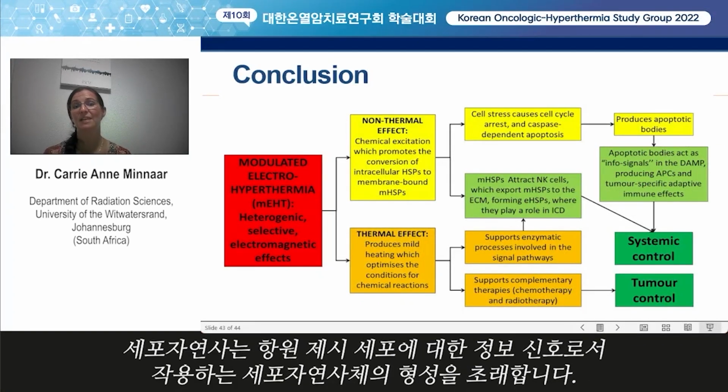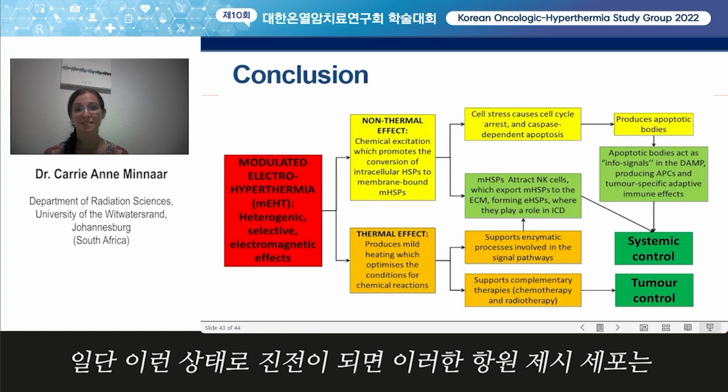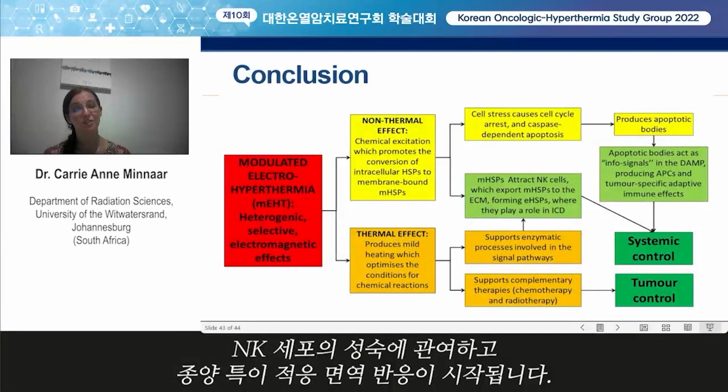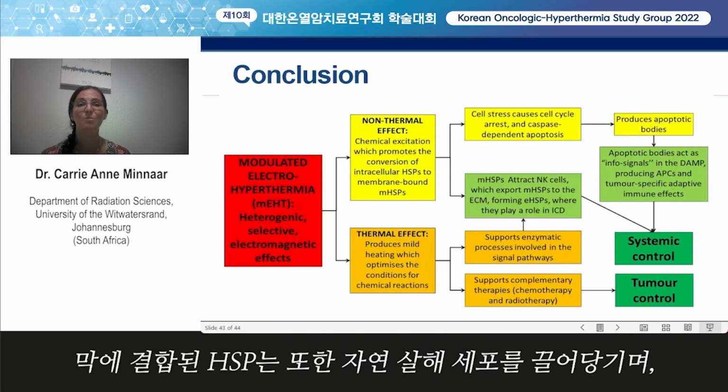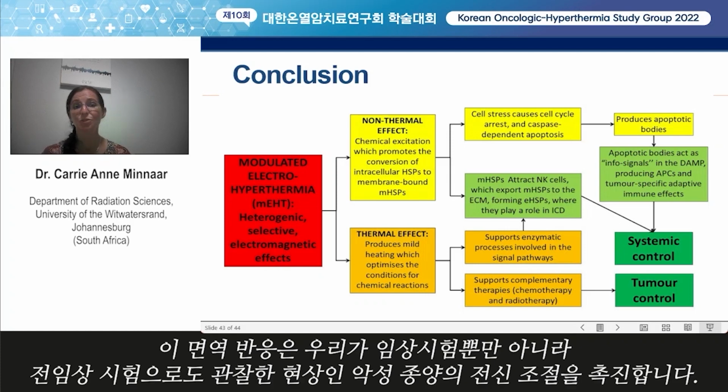Apoptosis results in the formation of apoptotic bodies, which act as information signals for the antigen-presenting cells. Once developed, these antigen-presenting cells are involved in the maturation of natural killer cells, and a tumor-specific adaptive immune response is mounted. The membrane-bound HSPs also attract the natural killer cells, which in turn transport the membrane-bound HSPs to the extracellular matrix, where they play a role in the immunogenic cell death pathways. So this immune response promotes the systemic control of malignancy, which is a phenomenon that we have observed clinically as well as preclinically.